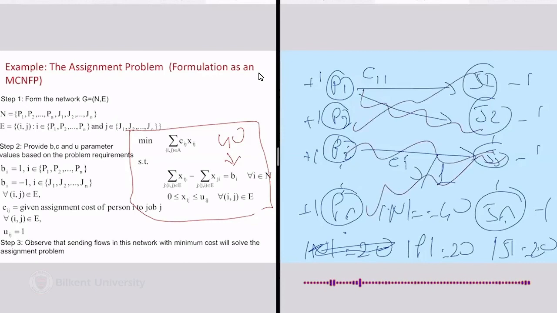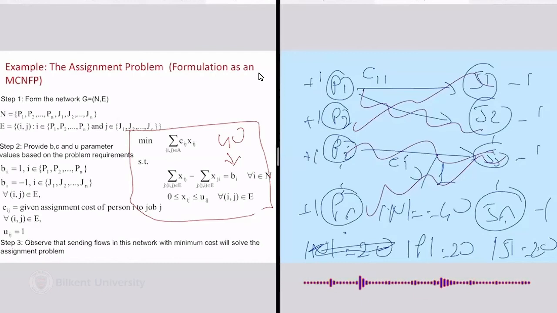Because each person should send something, each job should receive something, out minus in should be equal to either +1 or -1. I don't have any other nodes on this network anyway. I only have demands and supplies. I made my network. I made it up.